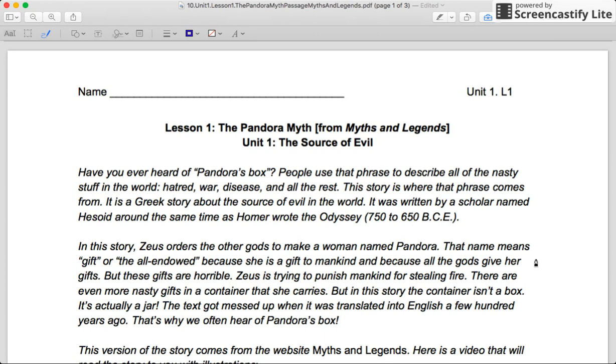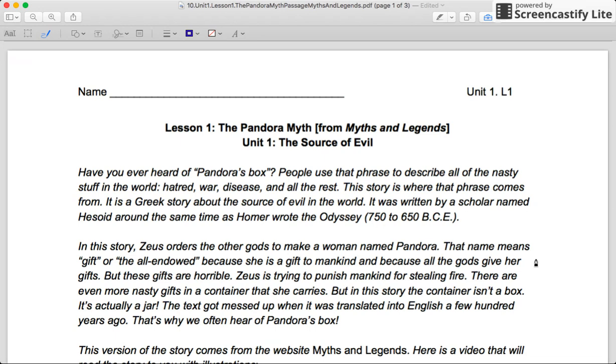I've got open my first handout, my first reading from the first unit of English 10, which we're calling the source of evil. And the big question that we're asking in this unit is, where does evil come from? Why is there evil in the world? And how have different authors and different cultures over time tried to use literature to ask those big questions about why there's evil in the world?